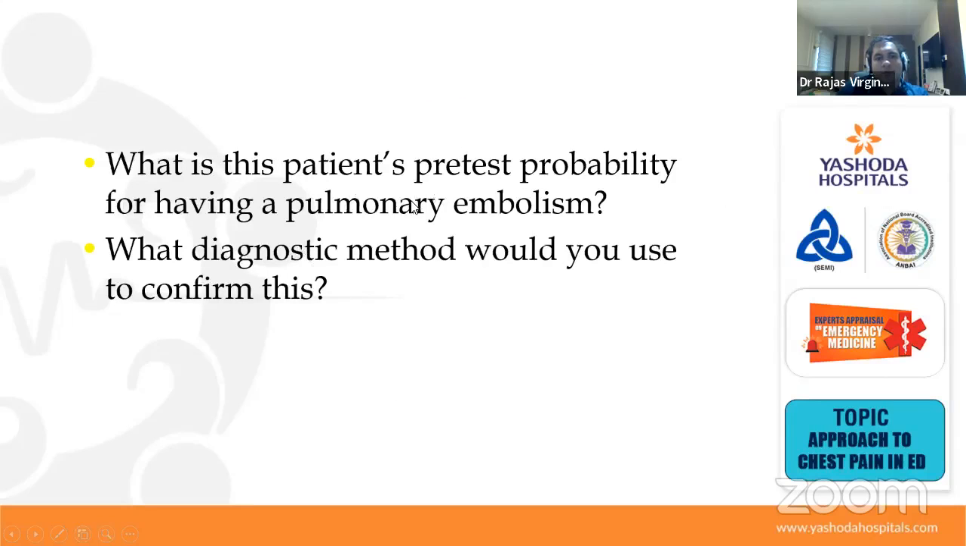So what is the patient's pretest probability for having a pulmonary embolism, and what diagnostic method would you use to confirm this? We can use the Wells criteria, which is a good pretest probability modifier. And in patients who are less than 50 with some chest pain, you could potentially use the PERC score as well.